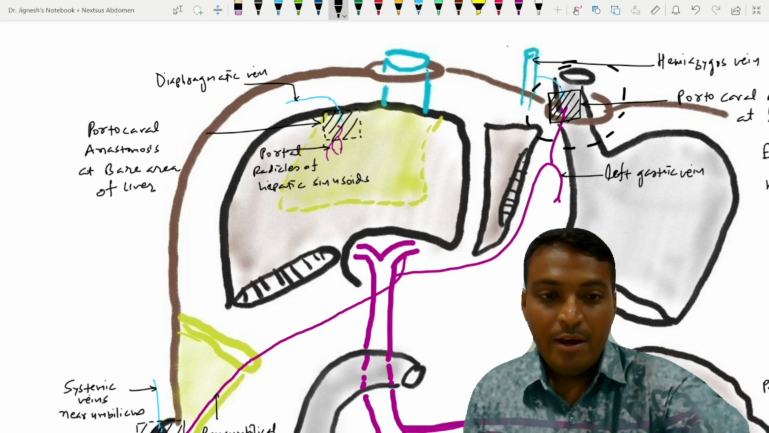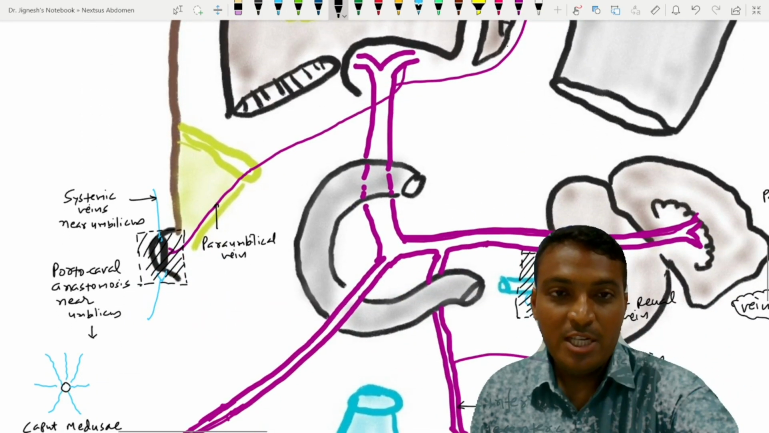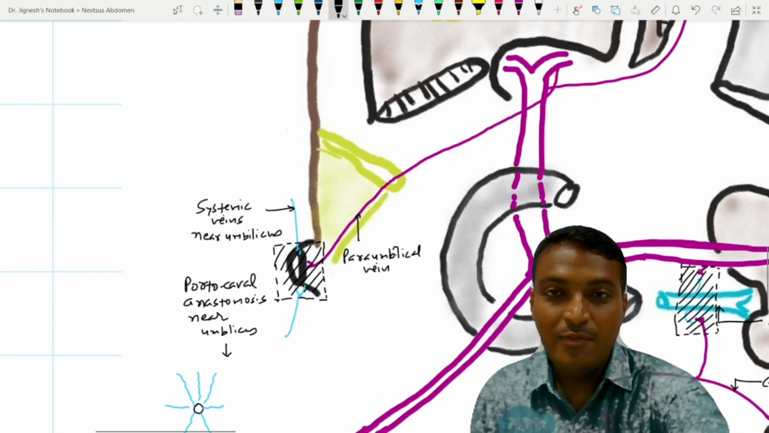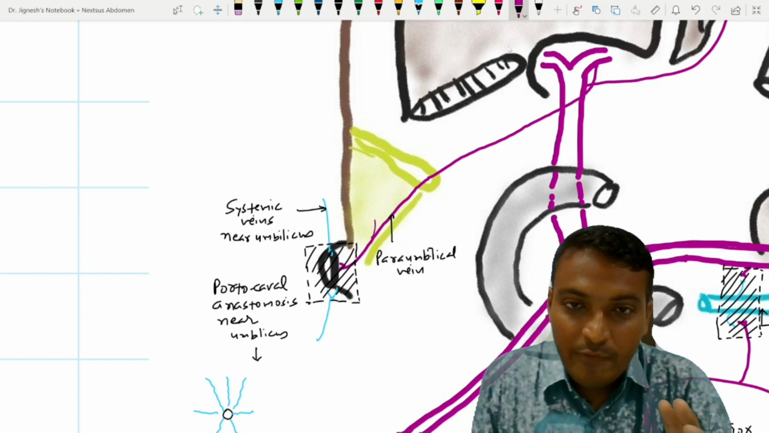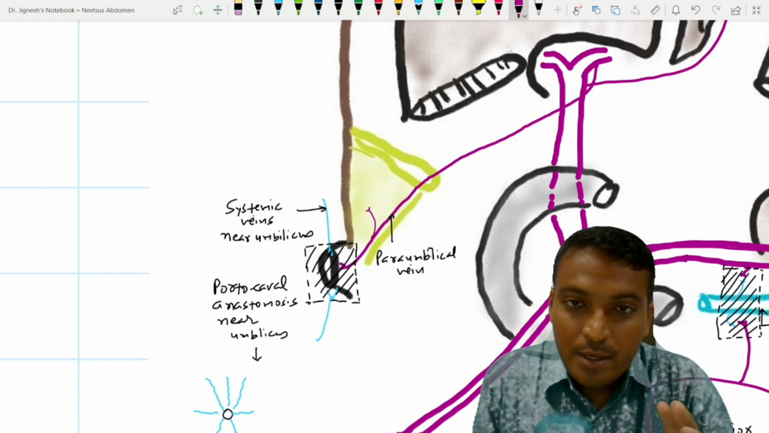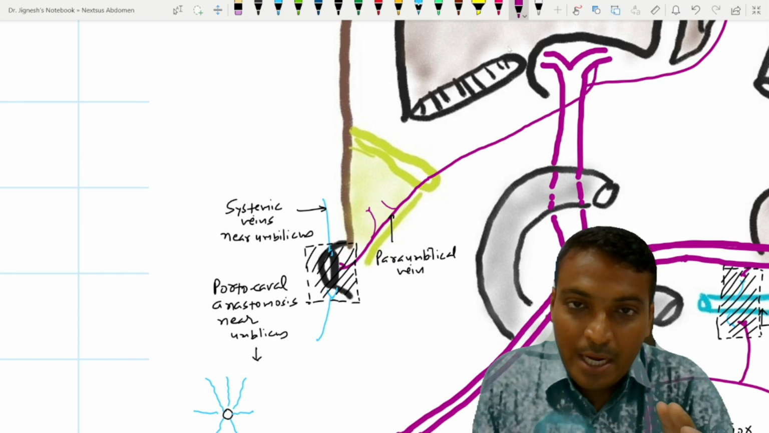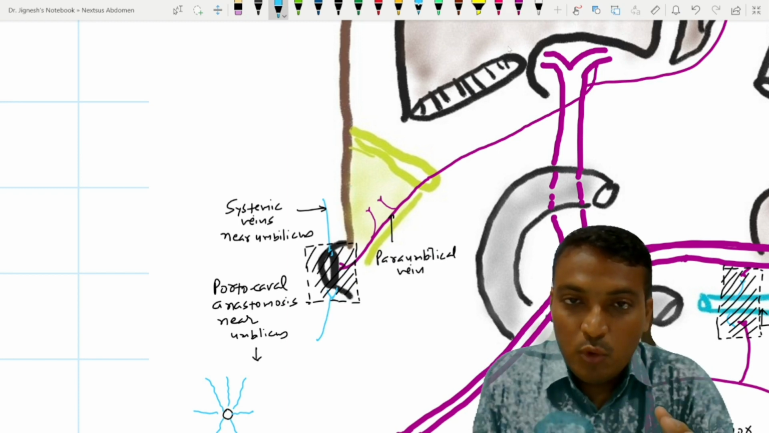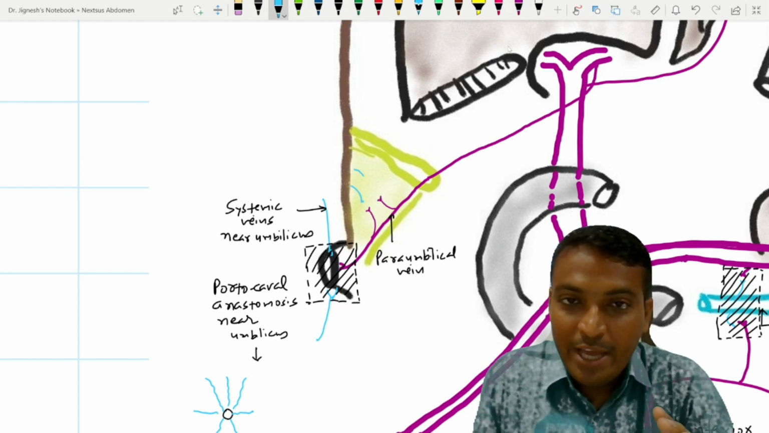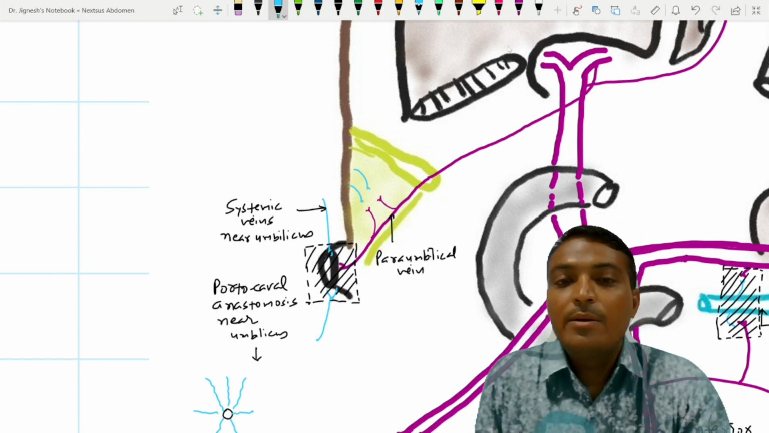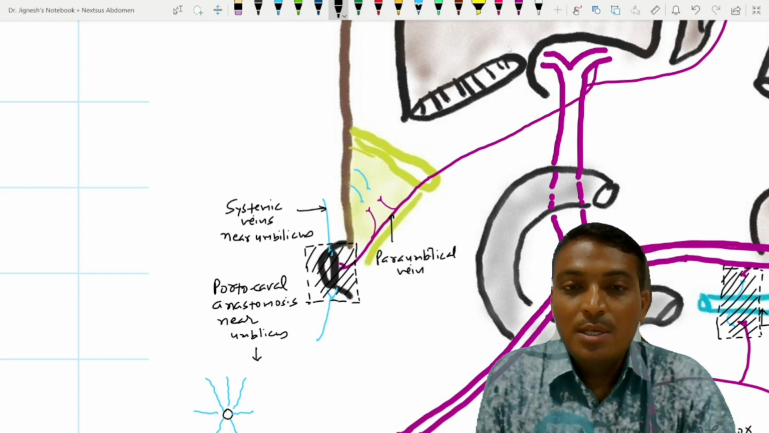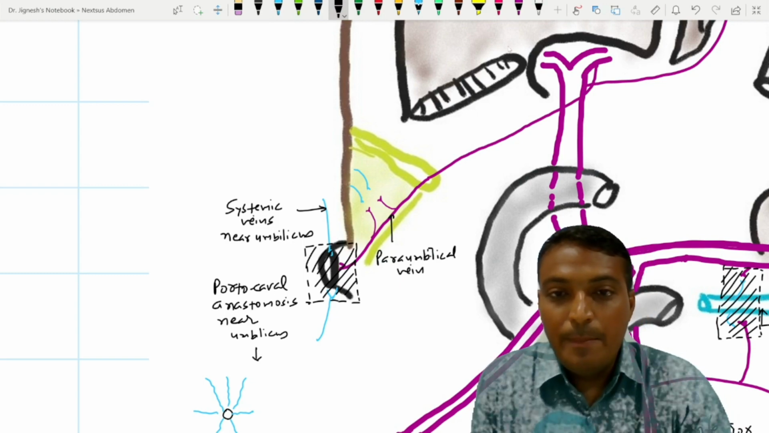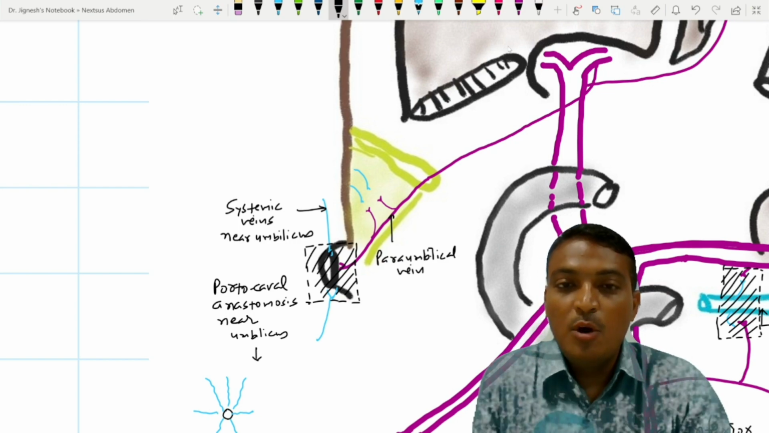The sixth area where we find the portocaval anastomosis is within the falciform ligament of the liver. At the site of the falciform ligament, the small veins draining from the para-umbilical vein anastomose with the diaphragmatic veins situated nearby. And this anastomosis is also a portocaval anastomosis. The small veins from the para-umbilical vein are called the accessory portal system of Sappey.